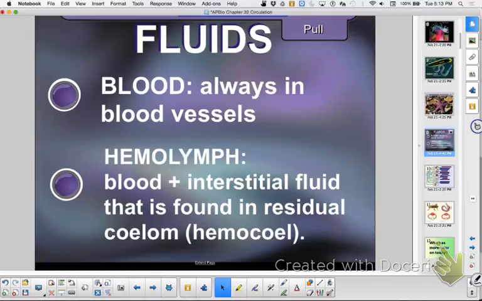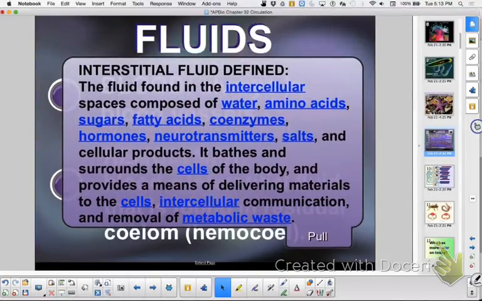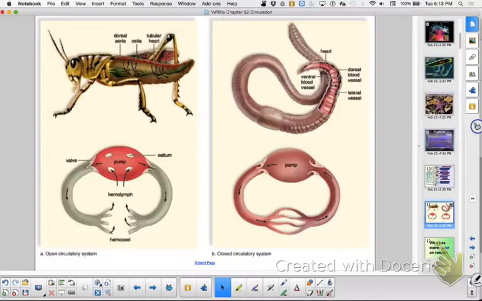So look here, okay? Interstitial fluid defined, I know you can read this. The fluid found in the intercellular space is composed of water, amino acids, sugars, etc., and cellular products. It bathes and surrounds the cells of the body and provides a means of delivering materials to the cells. So let me give you an example. You and I have a closed circulatory system, like this earthworm on the right, meaning all of our fluid stays in our blood vessels and we call it blood.